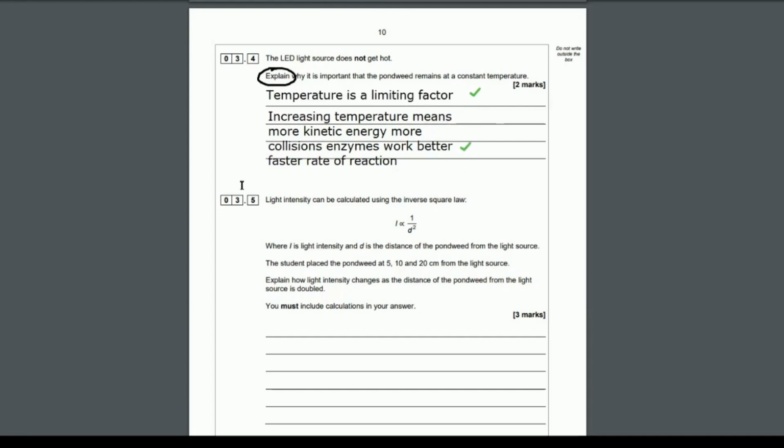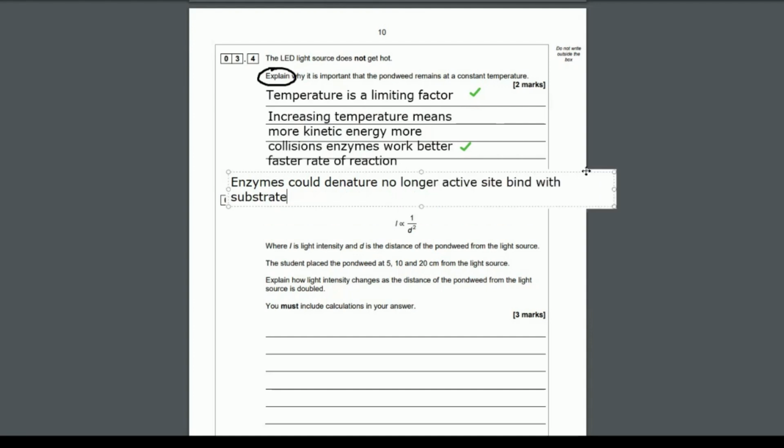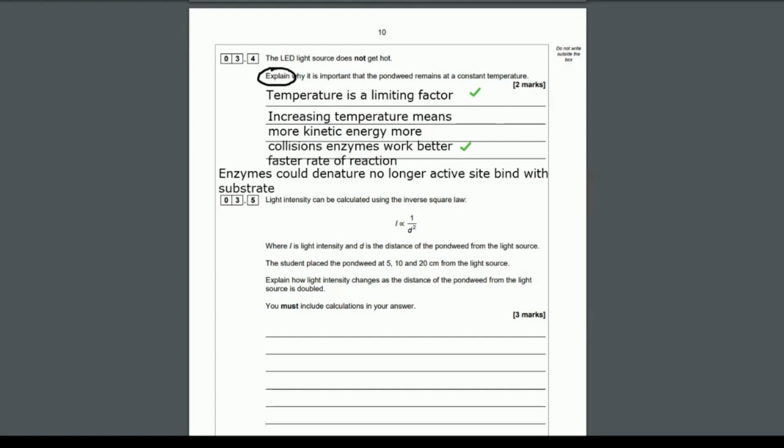Personally, I'd prefer to go down this route, because when you think of things getting hot and enzymes, what do you think of? Enzymes could denature, no longer active site bind with substrate. So I've just explained you might mess it up because the enzymes might denature and the active site won't be able to combine with the substrate. So that's an alternative there. You could say the whole lot. It's up to you, really.